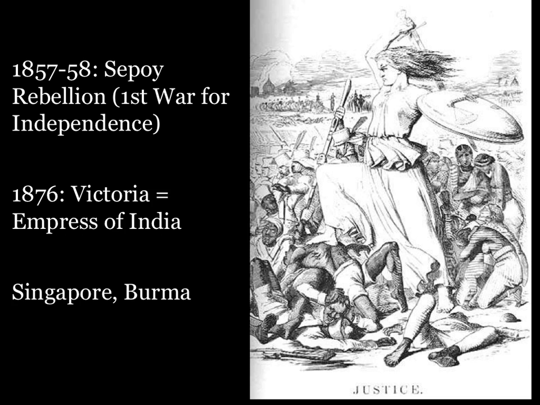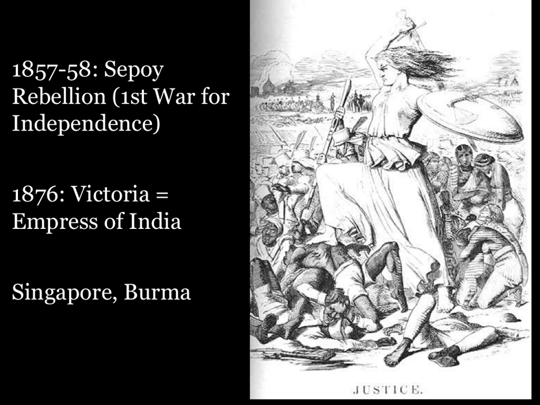And in the aftermath of the Sepoy Rebellion in 1858, you have the EIC slowly reverting power of India over to the British government. As a consequence, of course, in 1876, Queen Victoria is named the Empress of India.